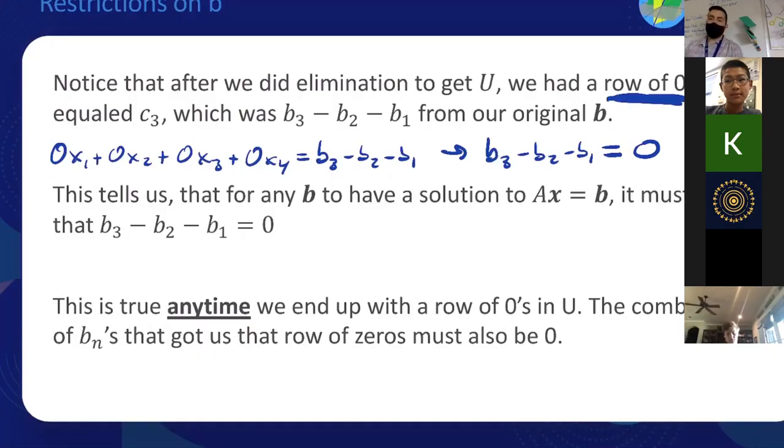If you get a row of zeros, R does not equal M, meaning some Bs will have solutions, some will not. This is how you tell. When I get a row of zeros, what I get on the other side must also be 0. So for example, if I had B equals 1, 1, 1, I would have stopped and said no solution, because 1 minus 1 minus 1 is not 0.